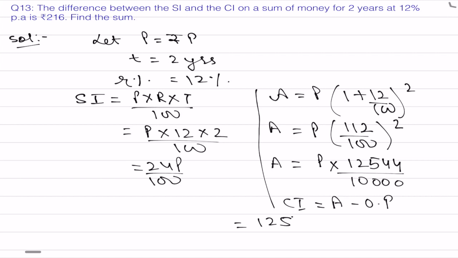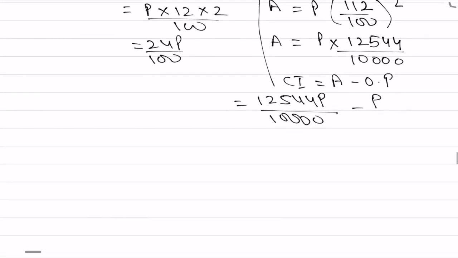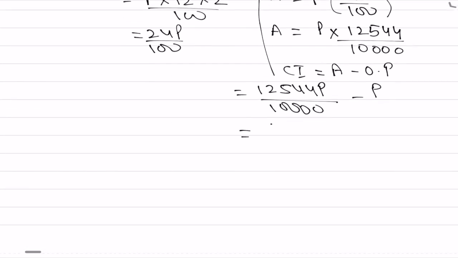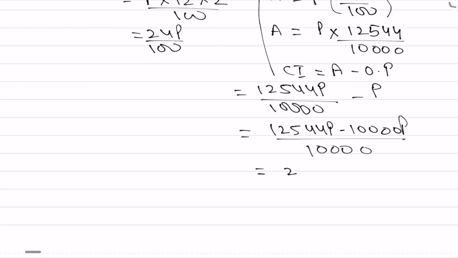Now compound interest is amount minus original principal. So 12,544P upon 10,000 minus original principal, which was P only. Okay, we'll subtract, and after subtraction we will see we are left with 2,544 into P upon 10,000.